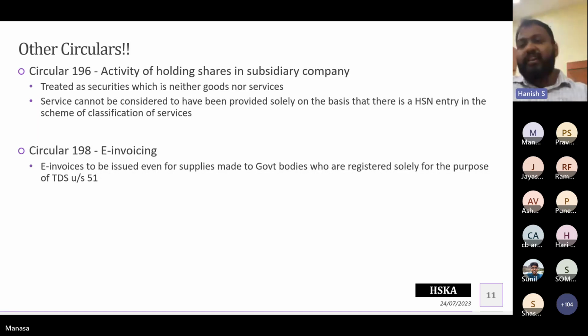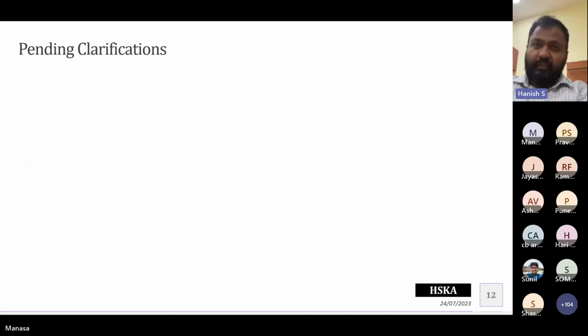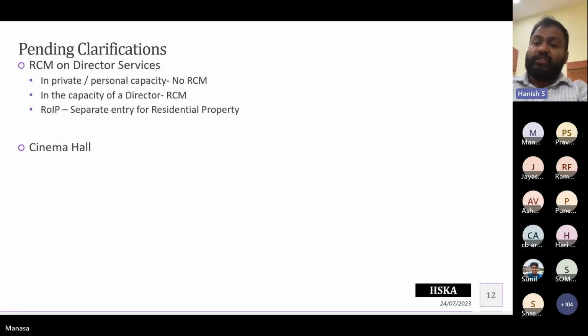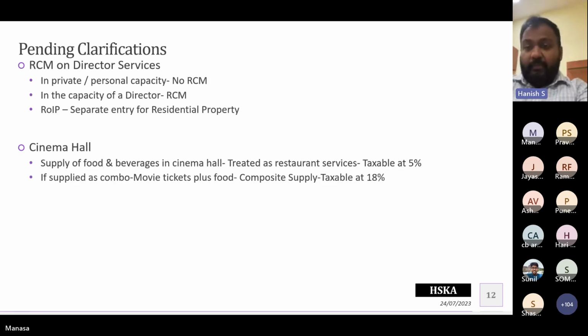But if the supplier is required to generate invoices electronically, the limit is going to be reduced from 1st August to 5 crores. If he is required to generate the invoice electronically, then even for these government bodies where they have taken registration only for TDS purposes, the invoice will have to be generated electronically. Right? Next, there are two issues which the GST Council discussed. It is appearing in the press release, but circulars have not been issued. What are those two issues?